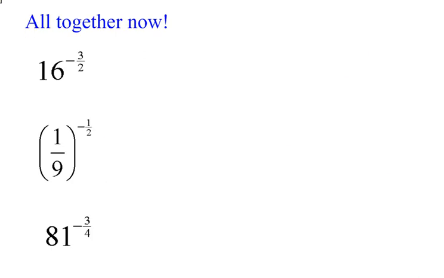Now we mix them up. We have negatives and fractions all together. So again, a great time to pause and try these on your own.